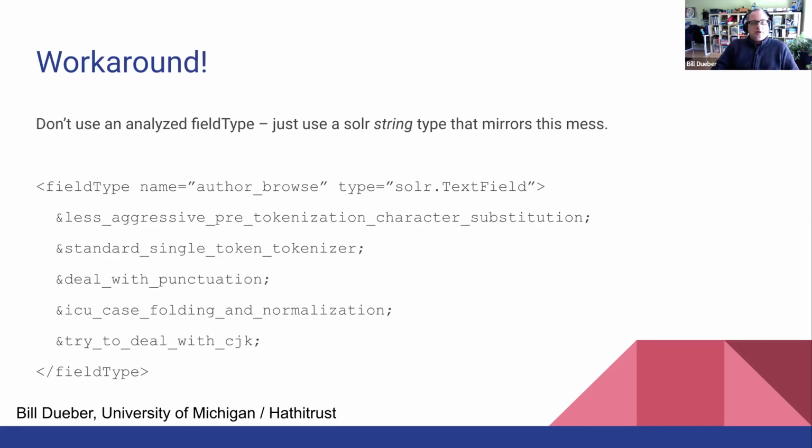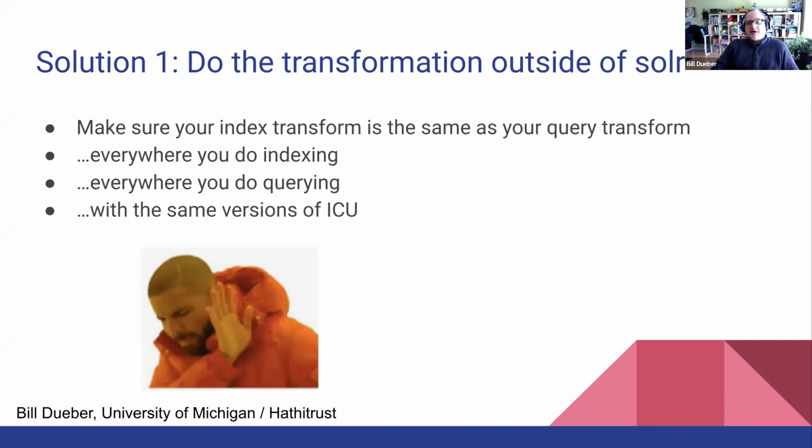So one way to do it is to say, look, don't do that then, right? Just use a string type, which just takes whatever you give it. And instead of doing all this stuff inside of Solr, do the transformation outside of Solr, right? So you have some Ruby code or whatever, you figure out what you want to do, you make sure you do it the exact same way at index time when you're running your indexing code, and at query time when you're running your Blacklight code or whatever it is that you have.